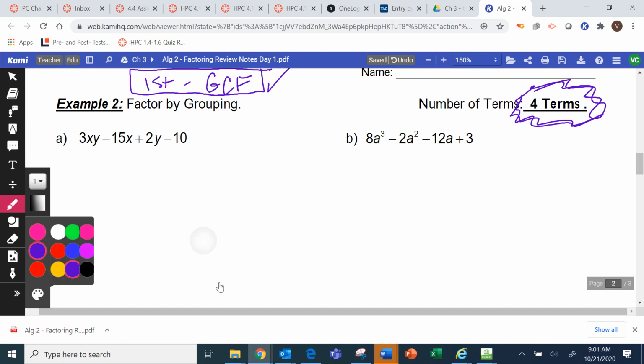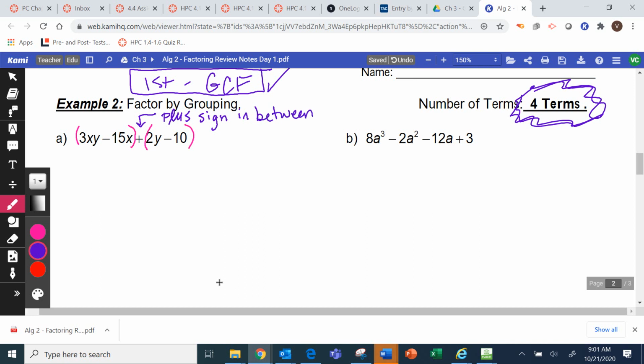The first thing you're going to do is group 2 terms together and 2 more terms together, and we have to have a plus sign in between. There must be a plus sign in between. So on this next one, I'll show you what to do. For this one, we already have that plus sign, so we're good.